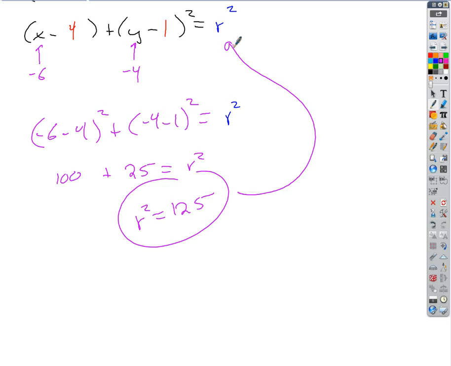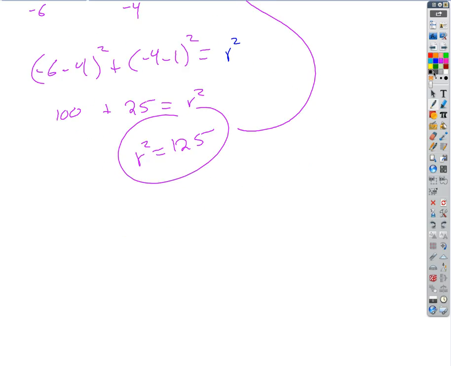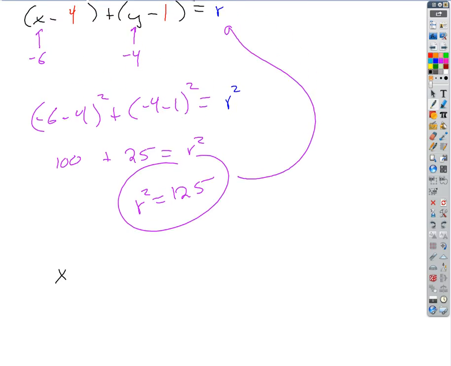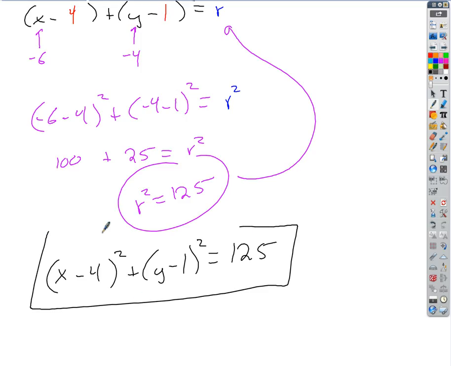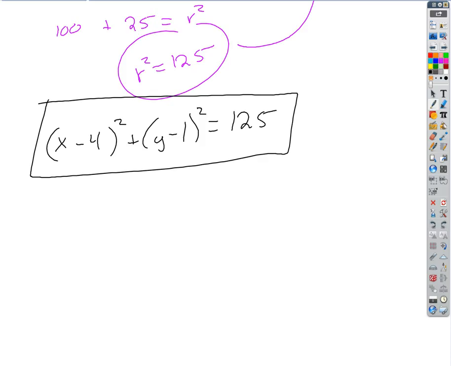Right? So my answer would just look like x minus 4 squared plus y minus 1 squared equals 125. That's it. That's in standard form, right?